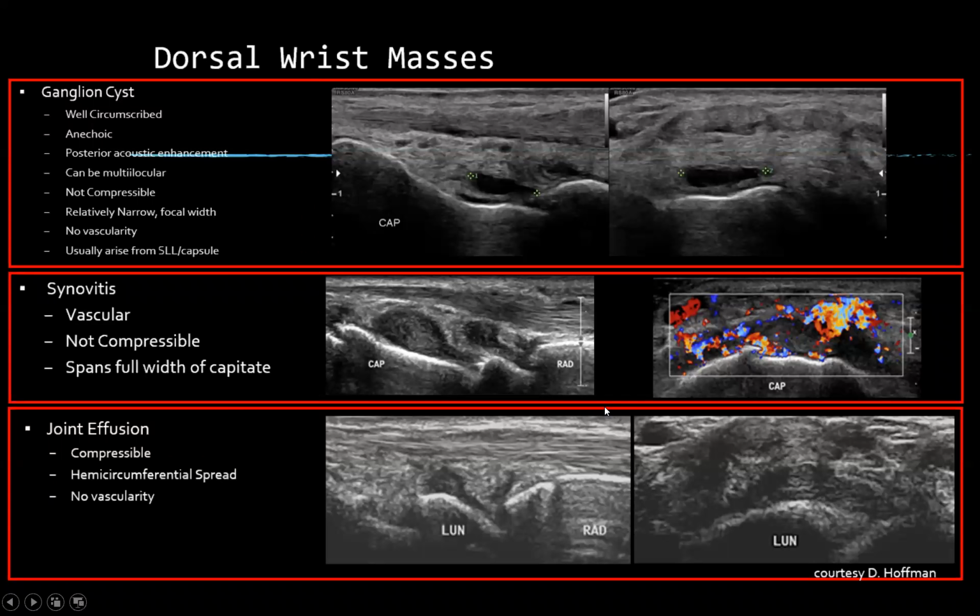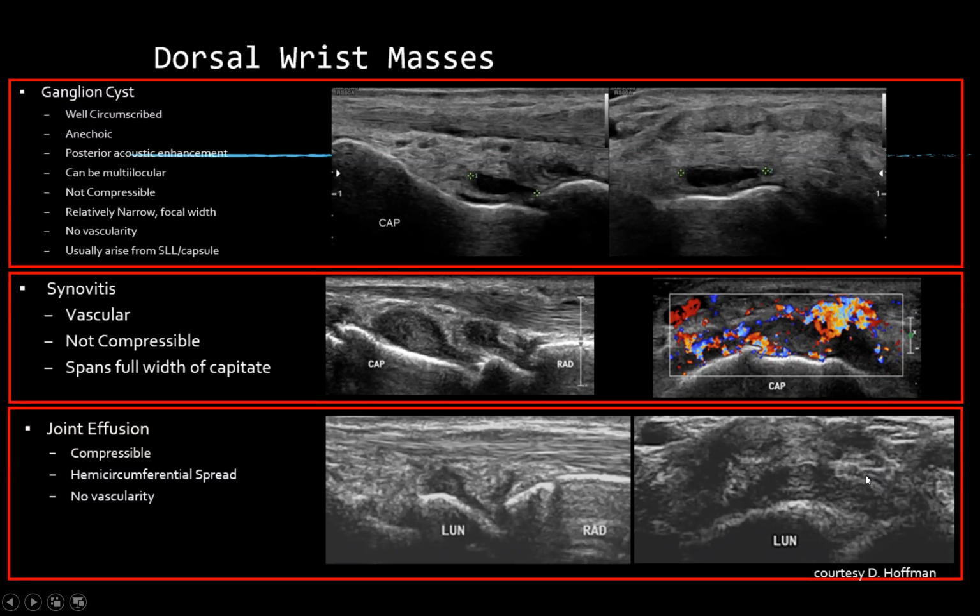vascular study. Joint effusions also occupy the dorsal synovial recess, but this is just fluid. It's not a thickening of the synovial tissue. So the difference there is that joint effusions are compressible. Again, they have this hemicircumferential spread, so wider than the ganglion cyst would be. And to differentiate joint effusions from synovitis, one thing is that the simple joint effusion will not have vascularity.